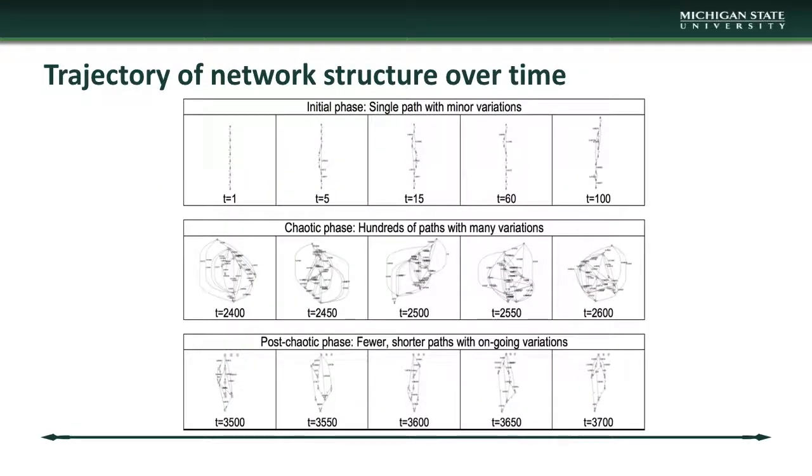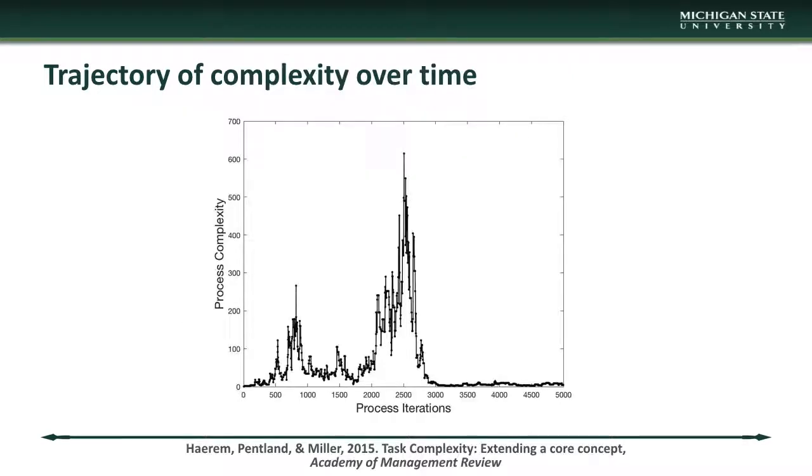You can look at the trajectory of this network structure over time. So for example, it might start off very simple, a simple straight line, and as you start to get variations, you might see extra edges being added into the network. And it could get quite dense, quite complicated in the middle. We have a simulation that we've done that allows us to look at the trajectory of complexity over time using this network-based measure of task complexity that we published a couple years ago. So these are the elements that we're putting together to understand the dynamics of routines and the complexity of routines over time.